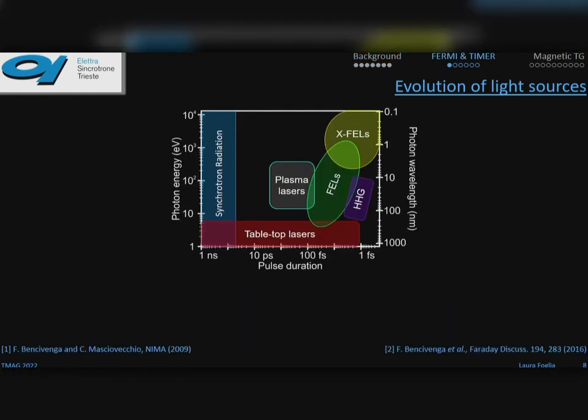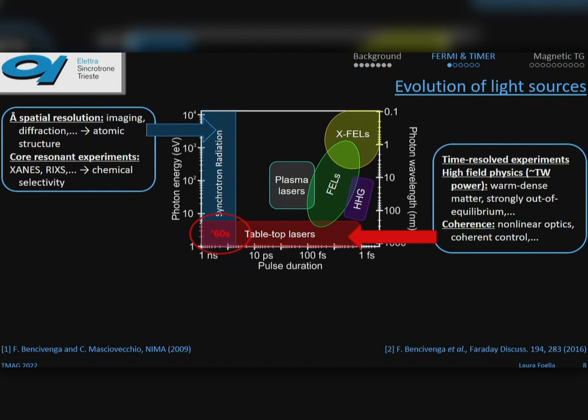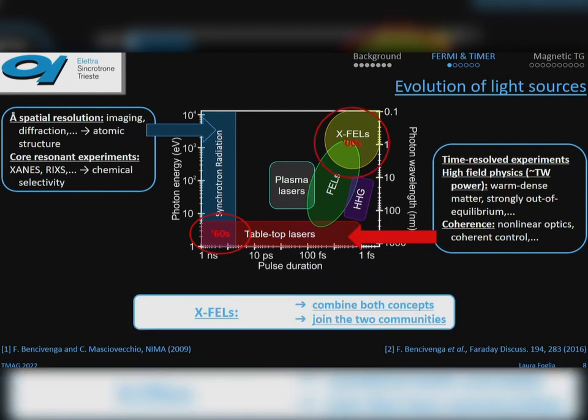And luckily, light sources have evolved quite a bit in the last decades. So we started back here in the 60s, where we had the almost perpendicular evolution of synchrotron radiation and laser sources, with one community focusing on nonlinear optics, on coherence and on high field, and the other community focusing on core resonance, high energies or small wavelengths. But in the beginning of this century, XFELs came up, with the goal of combining these two worlds and joining these two communities.